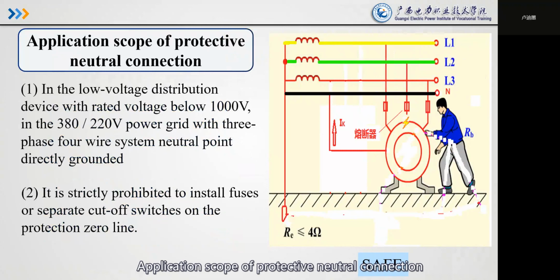Application scope of protection zero connection. 1. In the low voltage distribution device with rated voltage below 1000 volts, in the 380/220 volt power grid with three-phase four-wire system, neutral point directly grounded. 2. It is strictly forbidden to install a fuse or separate cut-off switch on the protection zero line.